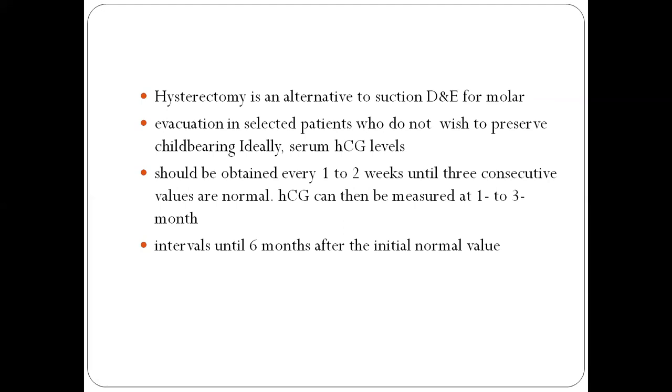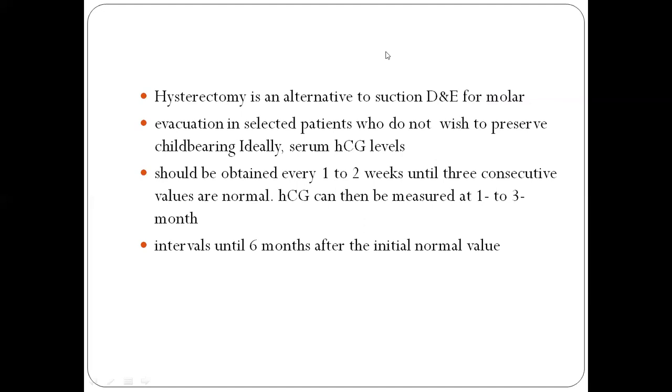Yeah, so the other alternative, especially for elderly patients, those above 40, if they have had their desired family size, sometimes in some select cases, they can be offered hysterectomy as an alternative treatment, because you remove the uterus with the molar vesicles. This is also offered where you have a patient with torrential per vaginal bleeding.